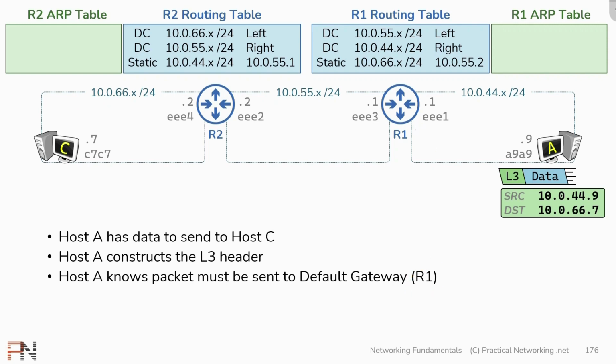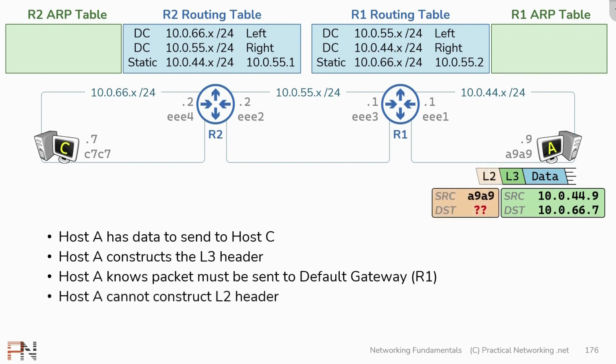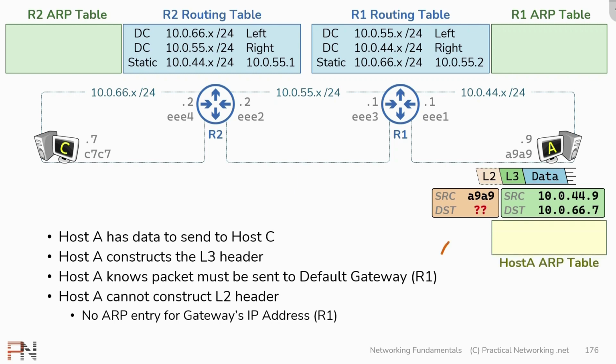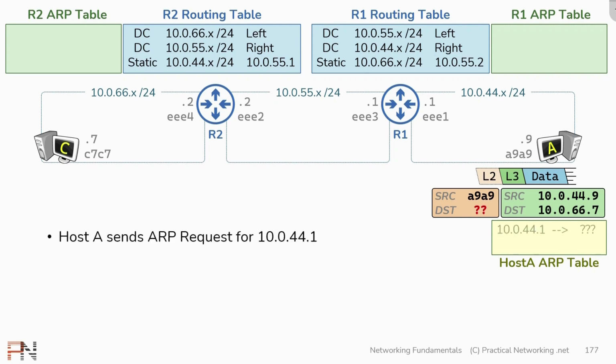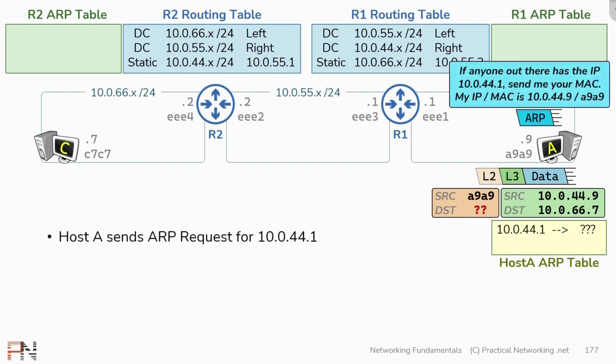The issue is if this is the first packet that host A has sent, host A doesn't know router 1's MAC address and therefore cannot construct the necessary layer 2 header, which would take this packet from host A's NIC to router 1's NIC. So, before host A can send the packet, host A is going to have to perform ARP. So host A is going to send an ARP request for the IP address of R1, 10.44.1. That ARP request is going to ask for the MAC address for whoever owns the IP 10.44.1.